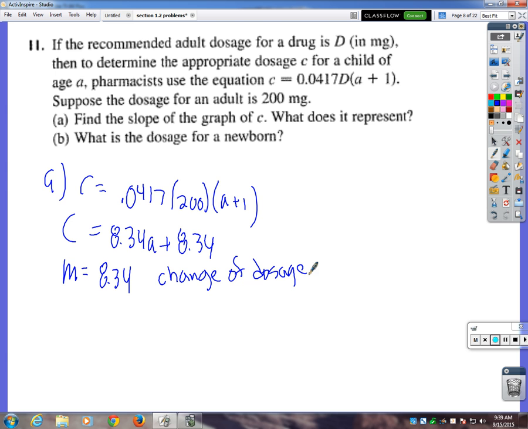So how old is a newborn? 0. So you plug in zero. That depends on the year.